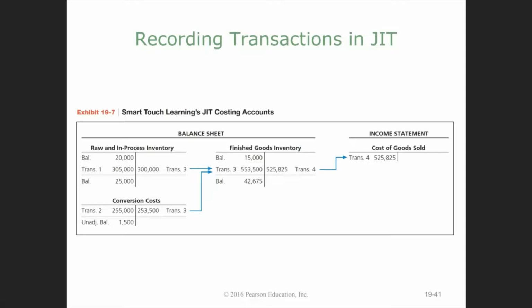So here we've got Smart Touch Learning's just-in-time costing accounts. Here we're looking at the balance sheet on the left and the income statement on the right. These are the T accounts. The balance sheet accounts that we're looking at are raw and in-process inventory, finished goods inventory, and conversion costs. Those are all balance sheet accounts. And then these are the T accounts for those accounts.